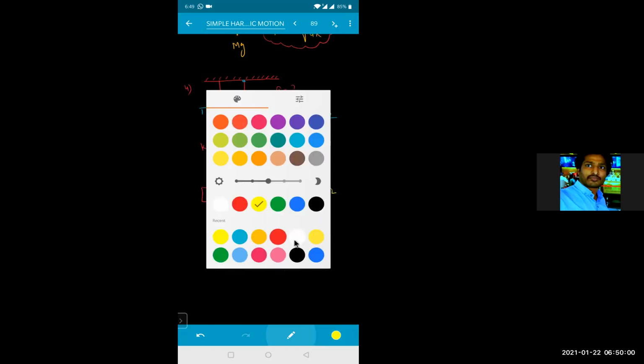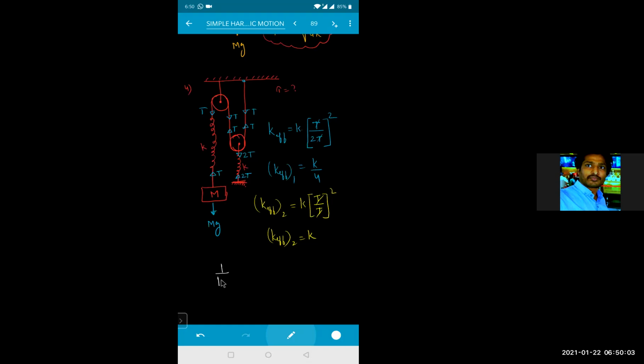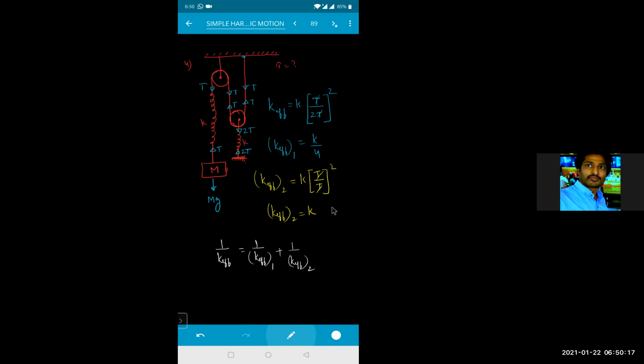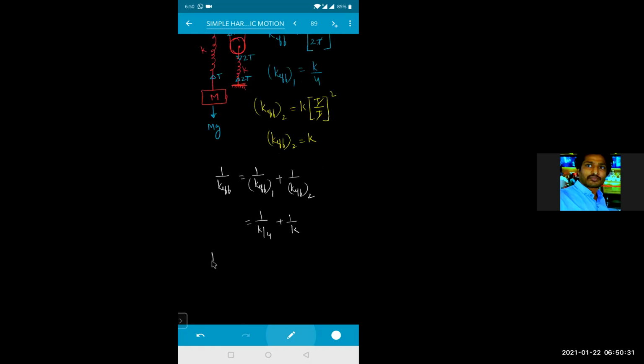I told you that for springs in series, 1 by K effective will be equal to 1 by K effective 1 plus 1 by K effective 2. Is it clear? That means 1 by K effective 1 is K by 4, so 4 by K, plus 1 by K effective 2, which is 1 by K.